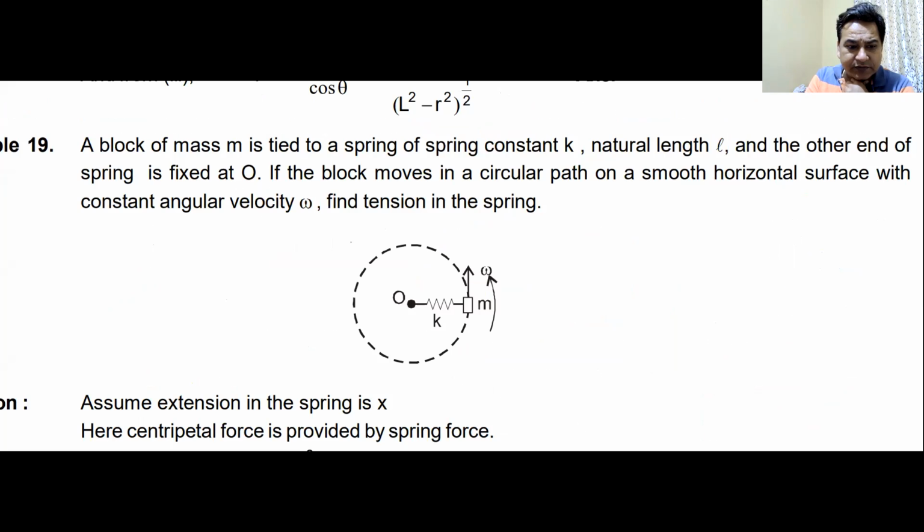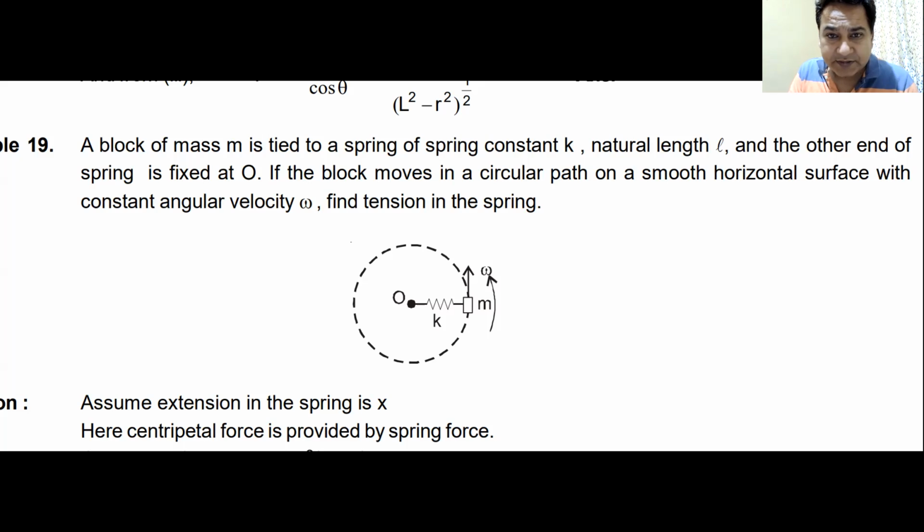And here comes this problem. I hope you can do this. Again, the problem is happening on a smooth horizontal path. Instead of a string, we have a spring. Spring, not string. We have a spring. Let us go through this problem.